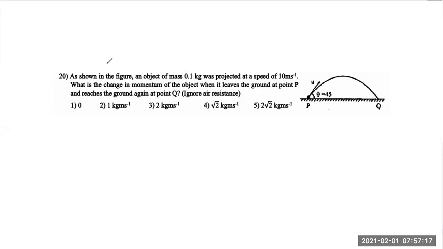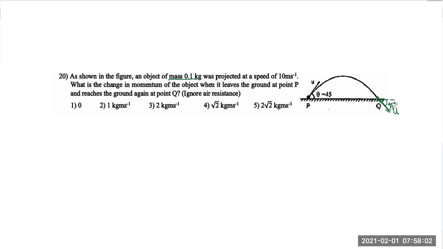Okay, another projectile question. That's the 20th one, following the 19th one. As shown in the figure, an object of mass 0.1 kilogram was projected at a speed of 10 meters per second. Right, so u is 10. What is the change in momentum of the object when it leaves the ground at point P and reaches the ground at point Q? Ignore air resistance. When you ignore air resistance, you should know that when the object reaches the ground, it will have the same speed while creating the same angle with the horizontal. That's something you have to know because the path will be symmetrical if you don't consider air resistance. Therefore, this is the final velocity.